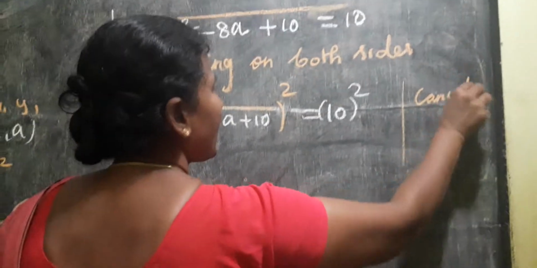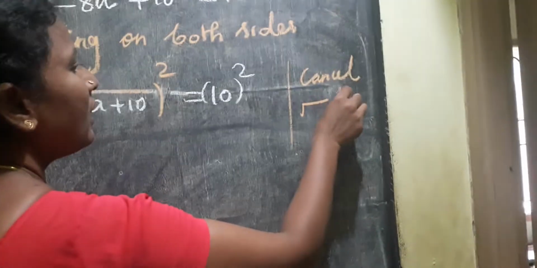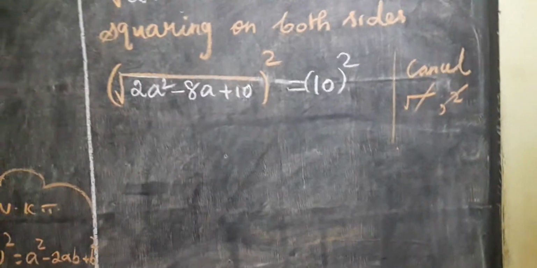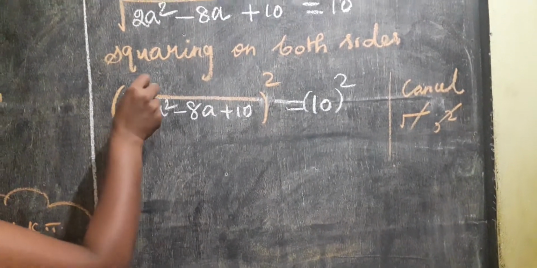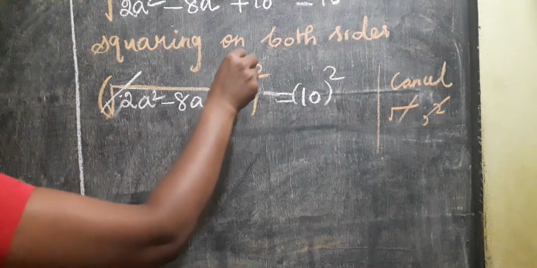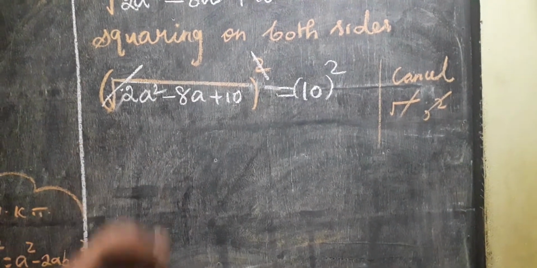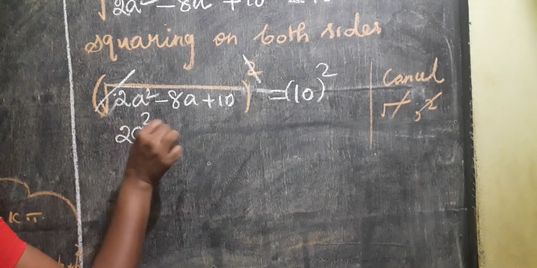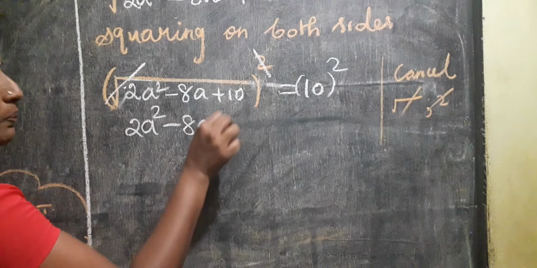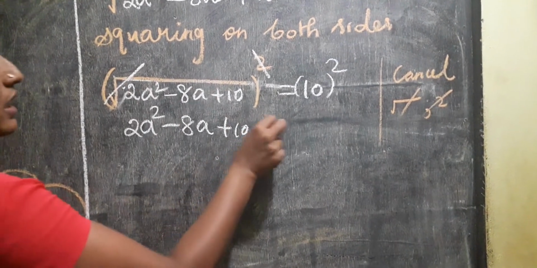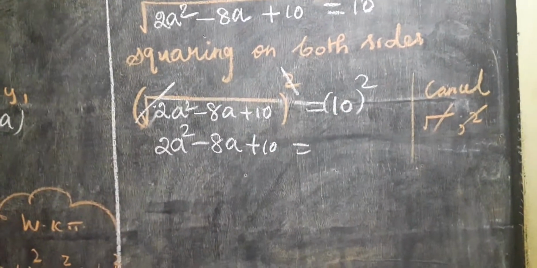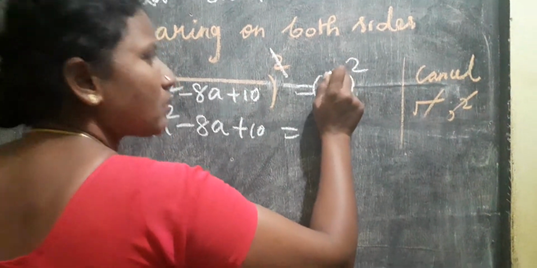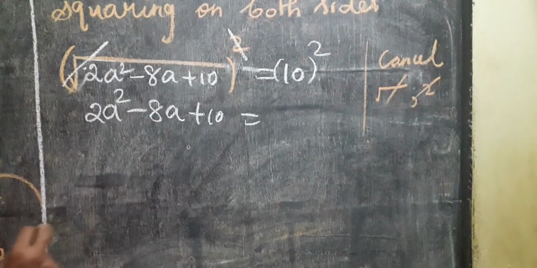Cancel, the square root symbol and the square. The two cancel. If you need, write it in the rough column. So now I cancel the square root symbol and the square value. What is remaining? 2a² − 8a + 10 is equal to, here the square is cancelled. If any square root symbol is there, we cancel the square.